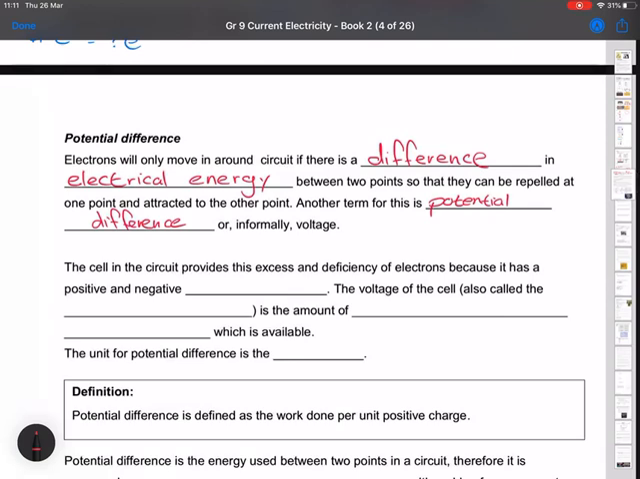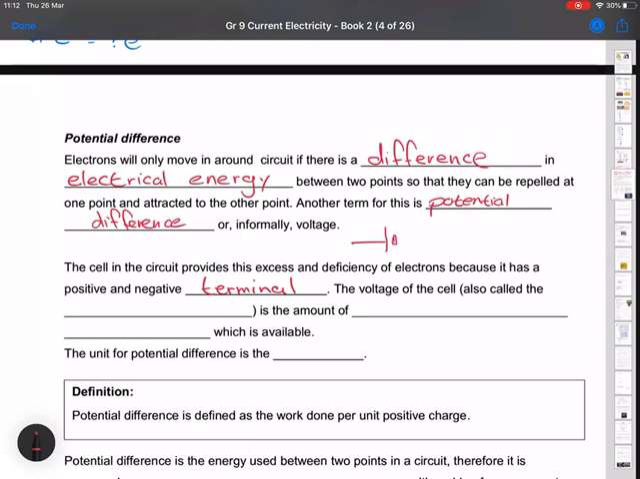So where does that difference in electrical energy come from? Well, in a DC circuit, the ones that you're going to be building using the PhET circuit simulator, it comes from the cell, from the battery if you've got more than one cell. So the cell in the circuit is what provides this excess and deficiency of electrons because it's got a positive and a negative terminal. The positive terminal would attract electrons and the negative terminal would repel electrons.